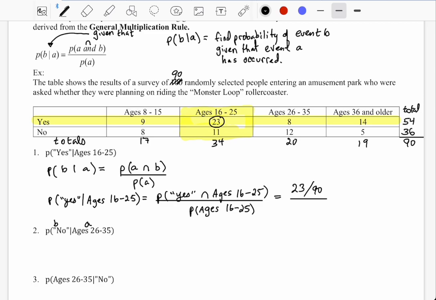Right. Now, if I'm just looking at the number of individuals who are in the 16 to 25 group, that would be this value here. 34 out of the 90 available individuals.